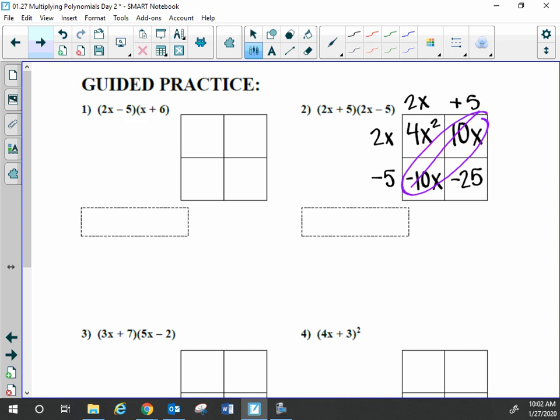Well, what else should I have pulled down already? What do you mean nothing? 4x squared. Oh, that's what you meant. I thought you meant like... You want descending exponents. I thought you said you want to combine. Oh, sorry. Okay, so once you combine 10x and negative 10x, what would my next term be? Minus 25. Very good.